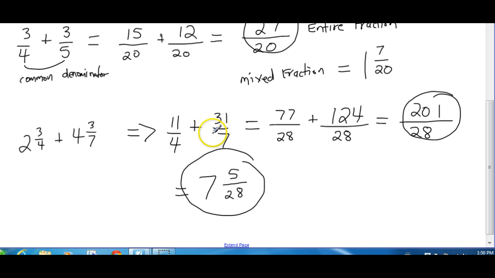The same principle applies if we're subtracting. The only thing we're doing differently is that instead of adding numbers together, we would subtract them. Okay, so that is a review of adding and subtracting fractions. All right, so go ahead and work on a few examples in your workbook.